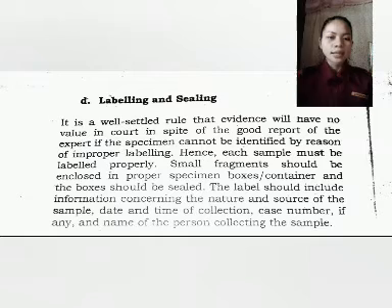And next is labeling and sealing. It is a well-settled rule that evidence will have no value in court in spite of the good report of the expert if the specimen cannot be identified by reason of improper labeling. So in every evidence, it must have proper labeling so that it could be accepted in court. And every evidence must have complete information concerning the nature and source of the sample, with date and time of collection, case number, if any, and name of the person collecting the sample. So that is labeling and sealing. It means complete and proper information must be there.